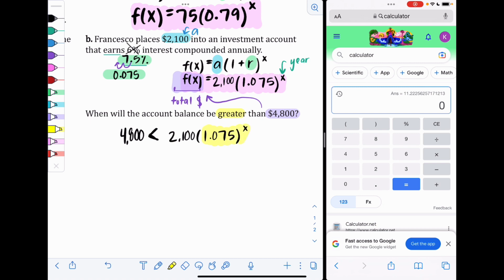So I would have to figure out a way to cancel out this 2,100. That 2,100 is being multiplied by the exponential, so I'm going to divide both sides by 2,100. Remember that when you divide with the zeros, each one in the numerator cancels out one in the denominator, so you can just cross those off.